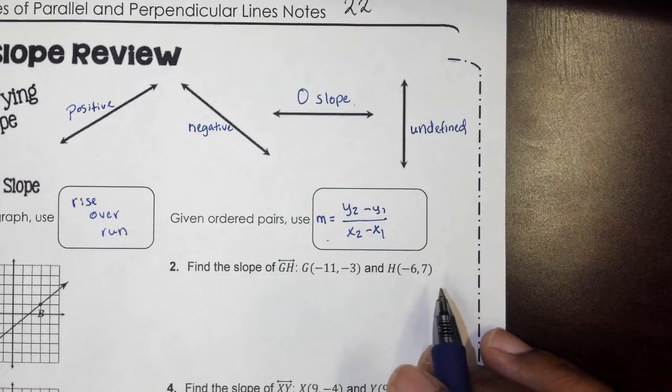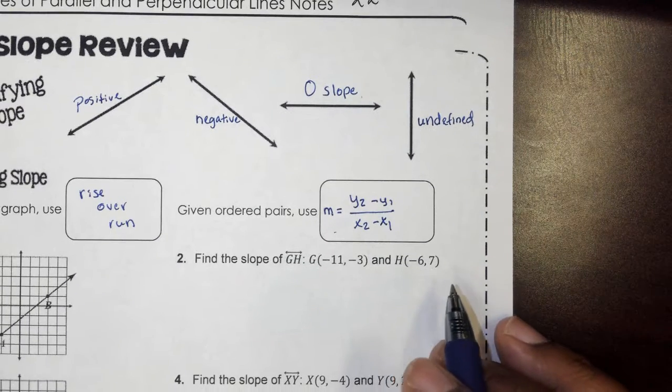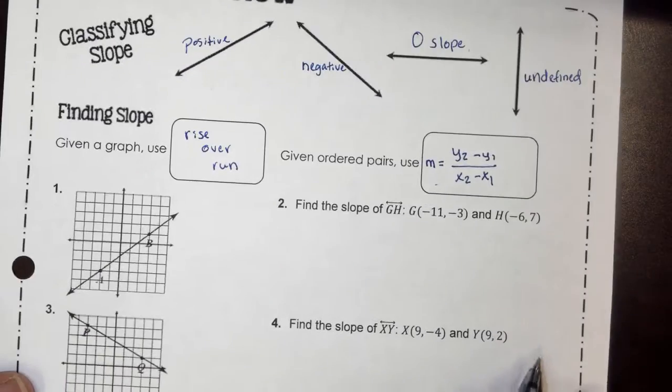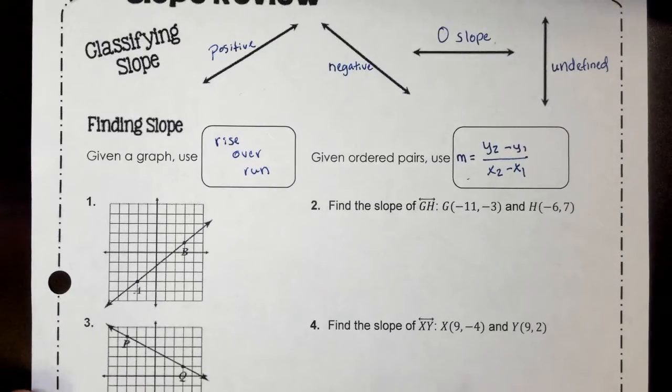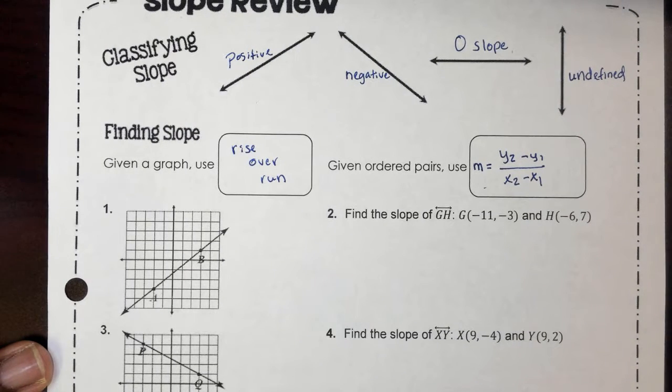Find your change in y over your change in x, then you'll find slope. And when we do it on the graph, it's going to look similar to what we did with Pythagorean, because it's pretty much the same. You find a change in x and a change in y, and that'll give you the slope of your line.